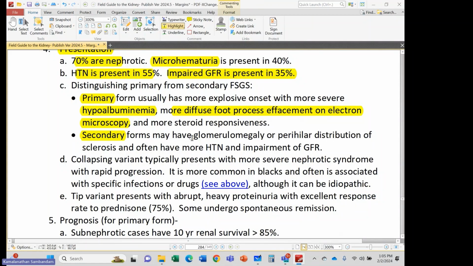The secondary forms generally have varying degrees of glomerular enlargement, the perihilar distribution, and these patients are often people who have creatinines of 2, albumins that are normal, 2.5 grams of proteinuria. That's a classic presentation of somebody who we would call secondary FSGS. Okay, mostly like CKD patients, like a hypertensive nephrosclerosis patient.